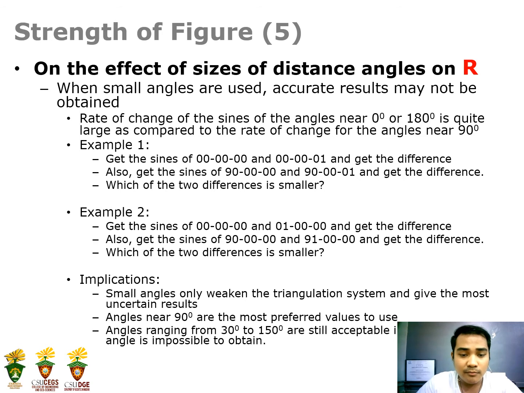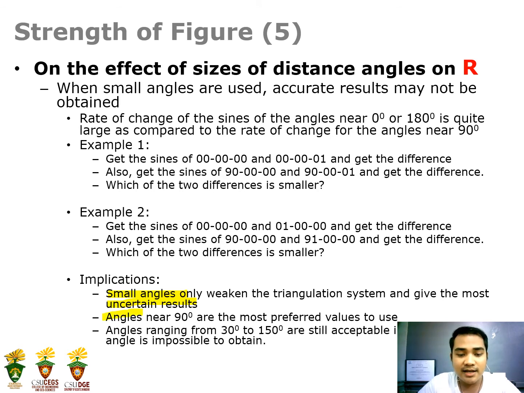By the way, as you can see in example 1 and example 2, the rate of change of the sines of angles, especially near 0 degrees and 180 degrees, is larger compared to the change of angles closer to 90. So there are implications. First, small angles only weaken the triangulation system and give the most uncertain results. So in strength of figure, if you see small angles, you should avoid them because the result they give is uncertain.